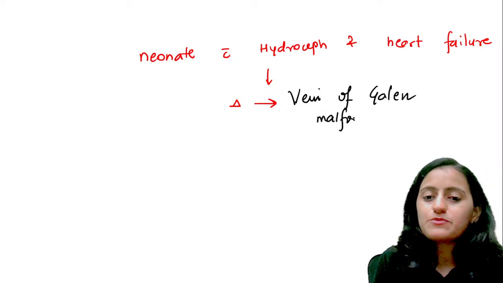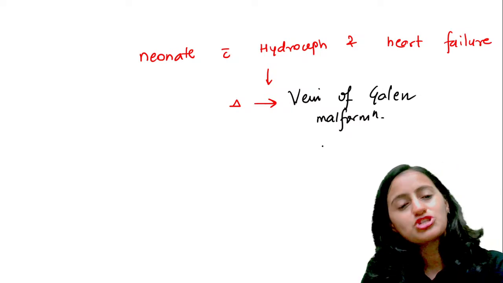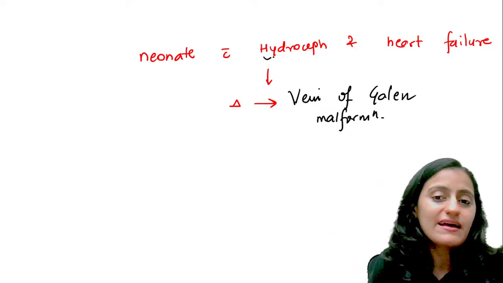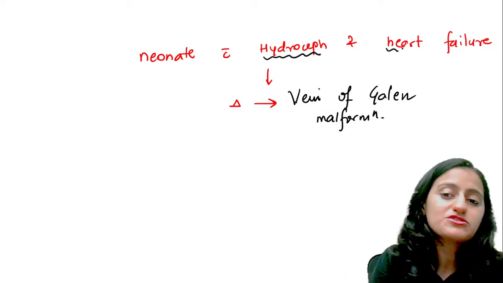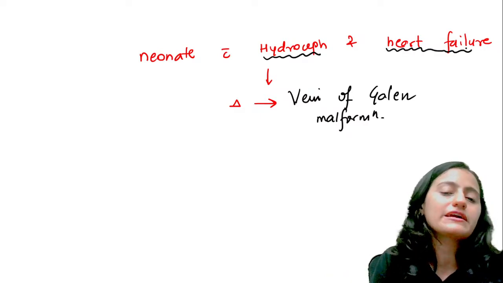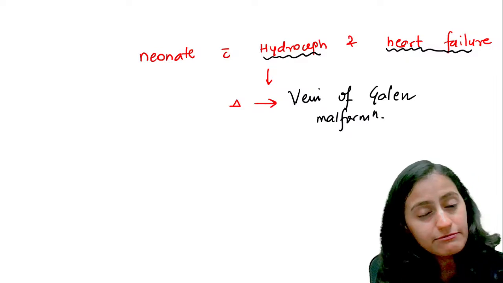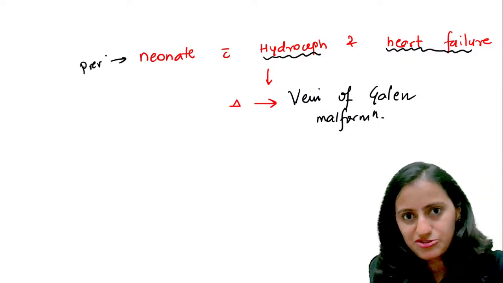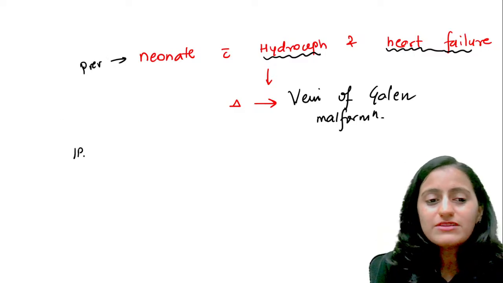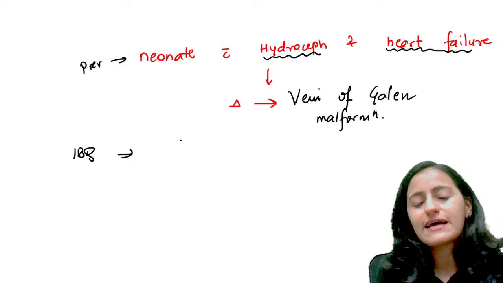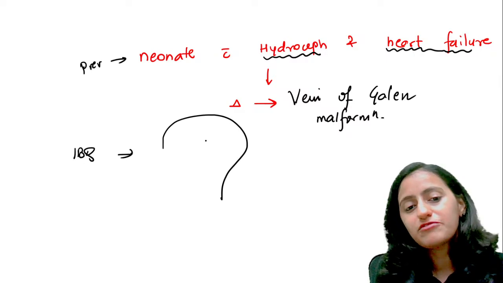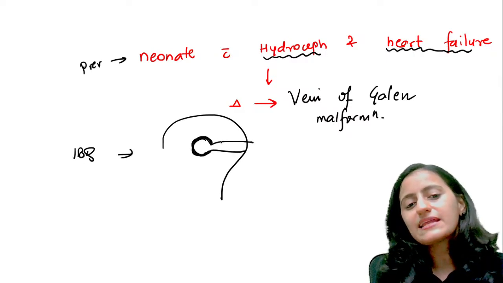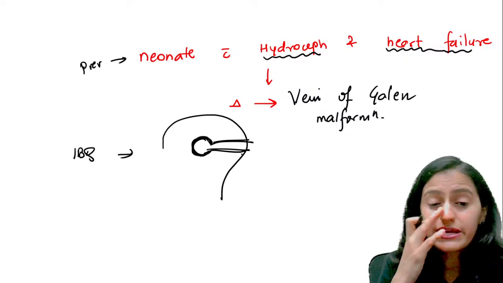It is vein of Galen malformation, because vein of Galen malformation is the AV fistula in the brain, and that is why there is hydrocephalus. AV fistula anywhere causes high output cardiac failure. So that is what you have. Now, previously, this question used to be asked as a clinical scenario. Now that the images are also asked in the exam, the classical image that they give you for vein of Galen malformation is this sagittal image with the dilated vein going into the straight sinus.